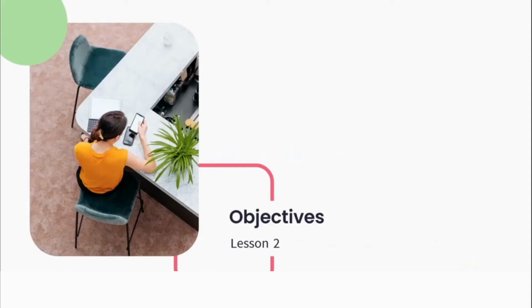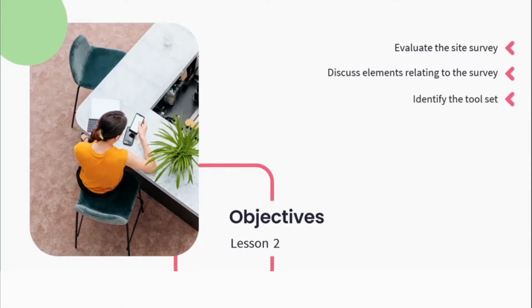a set of learning objectives. So let's take a look at what's lined up for us today, starting off with evaluating the site survey as we look at exactly what the site survey means. We then look at discussing elements relating to the site survey, following that with identifying the tool set that you need to be able to conduct your very own site survey. We end that section off by conducting a site survey.